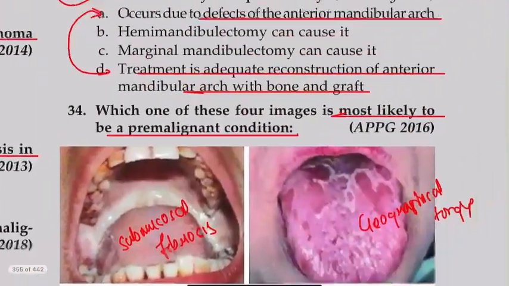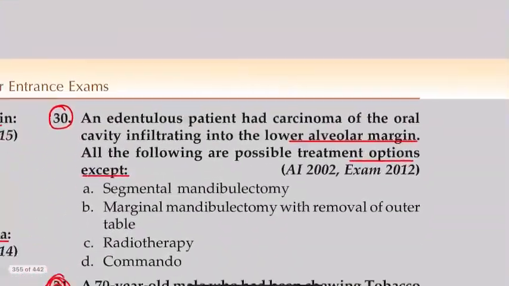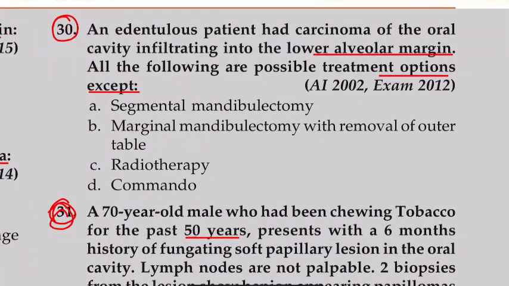Now moving into next question. Edentulous patient has carcinoma of oral cavity infiltrating into lower alveolar margin. All of the following are possible treatment options except. Segmental mandibulectomy can be done. Marginal mandibulectomy with removal of outer table can be done. Radiotherapy cannot be given, since radiation to mandible carries risks of osteoradionecrosis in carcinoma of lower alveolus, so it is not done, right?